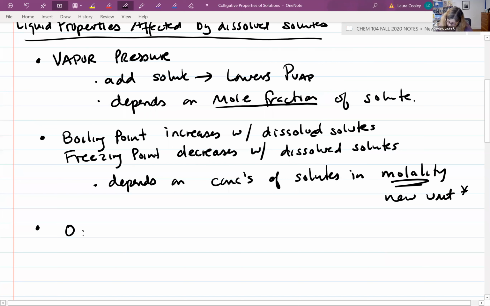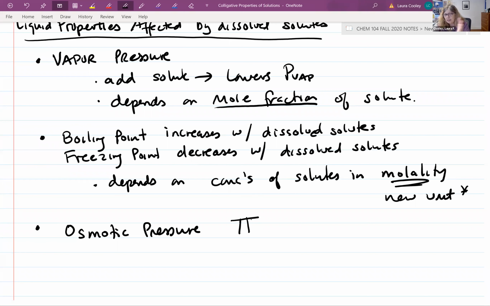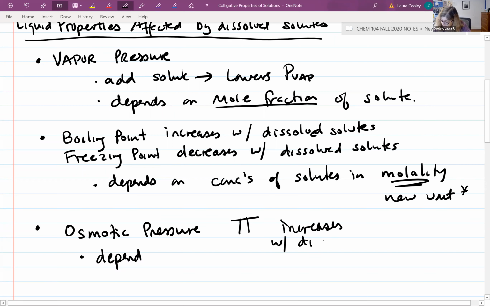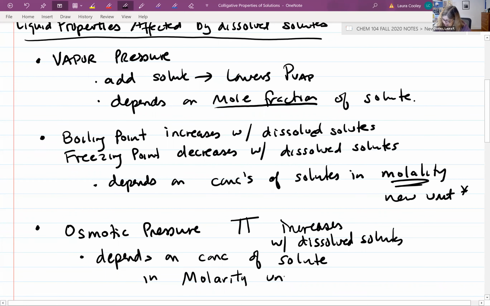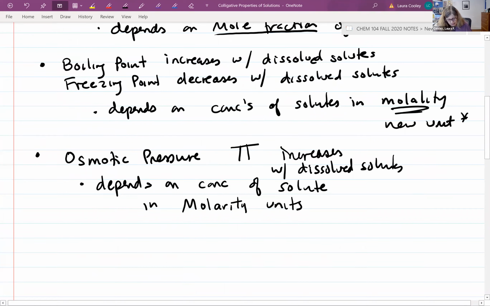And finally, there's something called osmotic pressure, which maybe you don't know too much about at this point. It's given the symbol pi. I'll explain what it is in class. It doesn't matter right now, but what matters is that it increases with dissolved solutes, and it depends on the concentration of solute in molarity units. So there are all these different units.